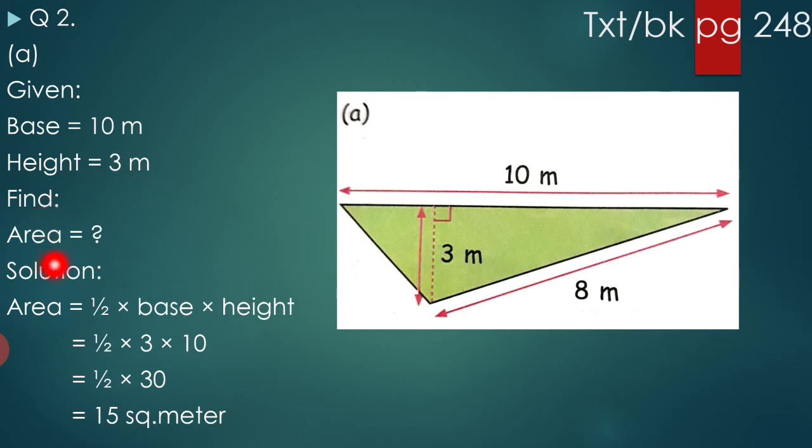Now you are supposed to find the area of this triangle. Solution, how you can find, you can use this one formula, half base multiplied by height. Go for this one formula. So put the value of base, put the value of height, solve it. You will get your answer at the end as 15 square meter.